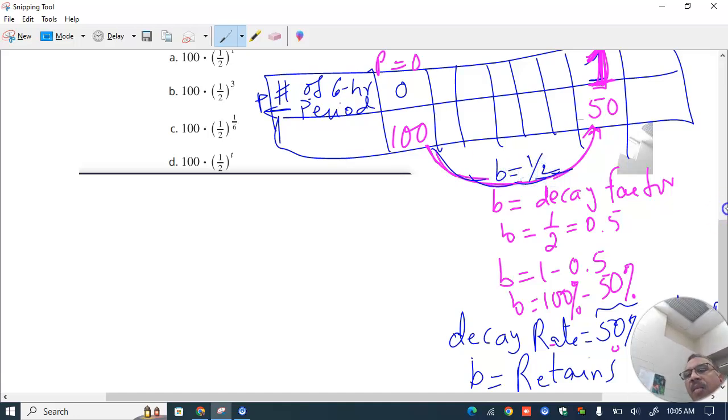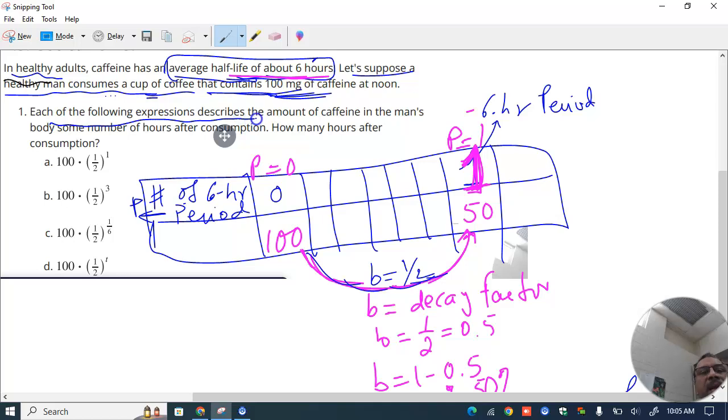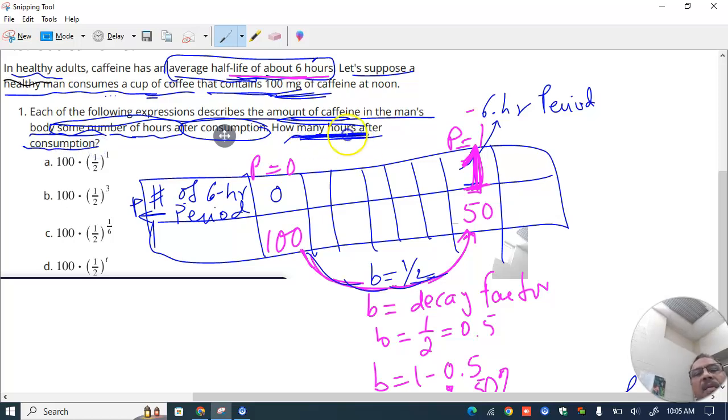Okay. Now the question is, based on this, let's see what's given to us. First question: each of the following expressions describes the amount of caffeine in the man's body some number of hours after consumption. So how many hours after consumption is the question. The first one tells you the way we can create this. So let's model an exponential function.